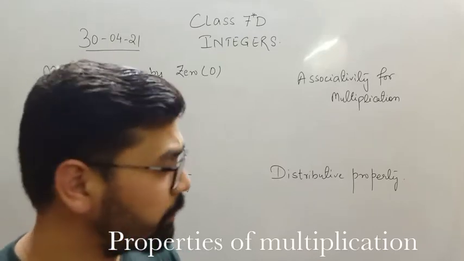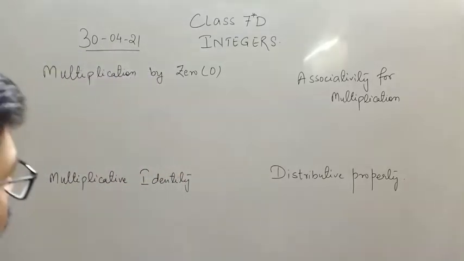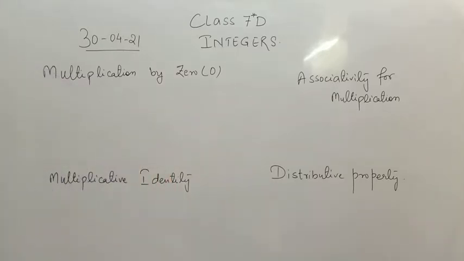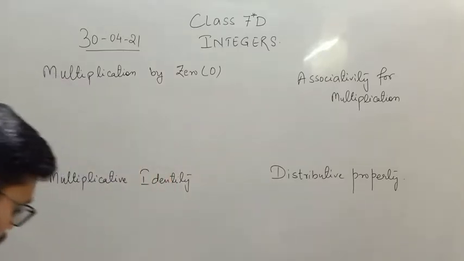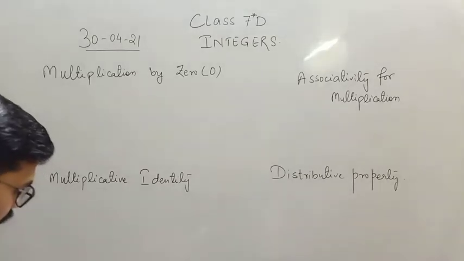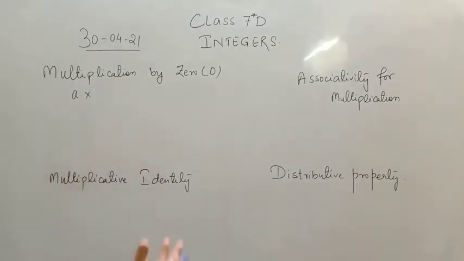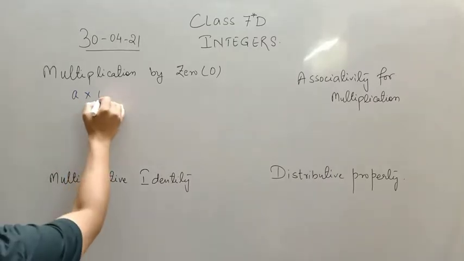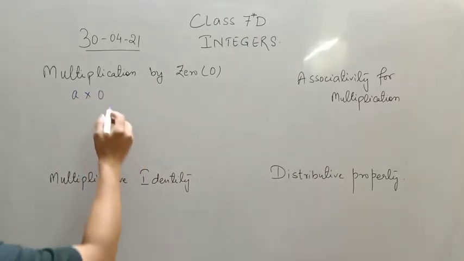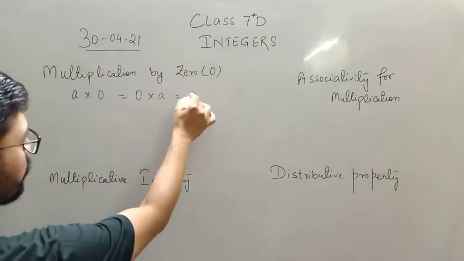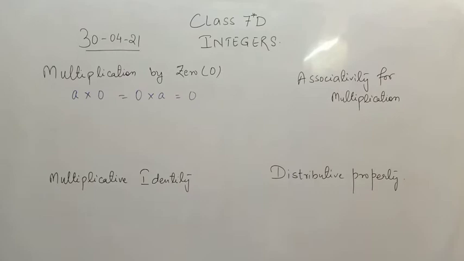Okay, so let's start with multiplication by zero. What does it mean? Let's say I'm just taking some example from your book also. The general rule is, let's say I have a number a. When I multiply this number with 0, or I can write 0 into a, the result will always come out to be 0.